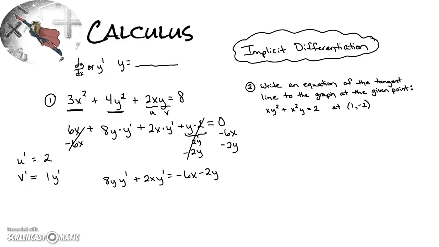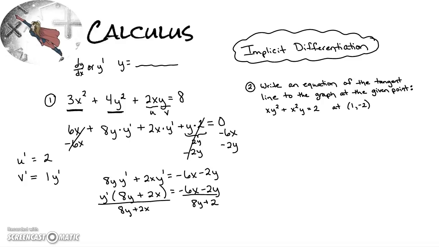Okay, now this next step, we're going to factor out a y prime. Even if you can take more than that out, you don't want to. So just take out a y prime, which would leave us with 8y plus 2x in parentheses, and then our final step is to get y prime alone. We will divide by the 8y plus 2x on both sides.